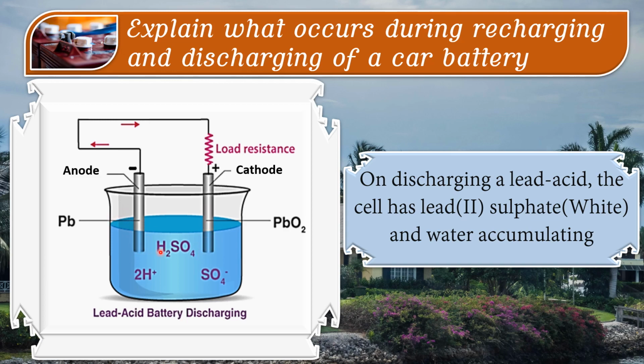Now, that is during the discharging, and it forms what we are calling lead II sulfate, which is a white precipitate. And then also there is formation of water. That is when we are carrying out the discharge. And you will see that our electrons flow in this direction. They go up the other side, and then they come this side.